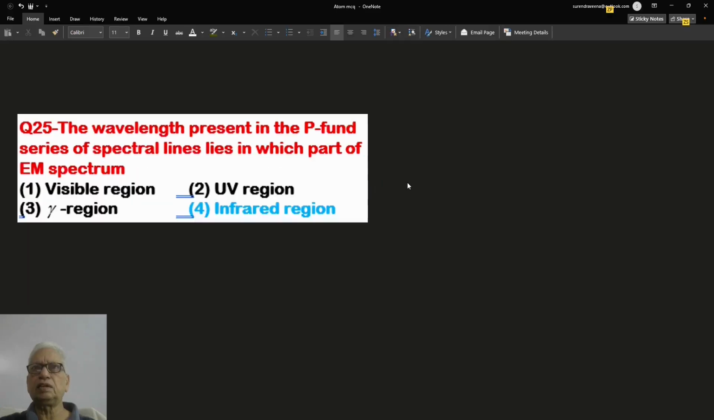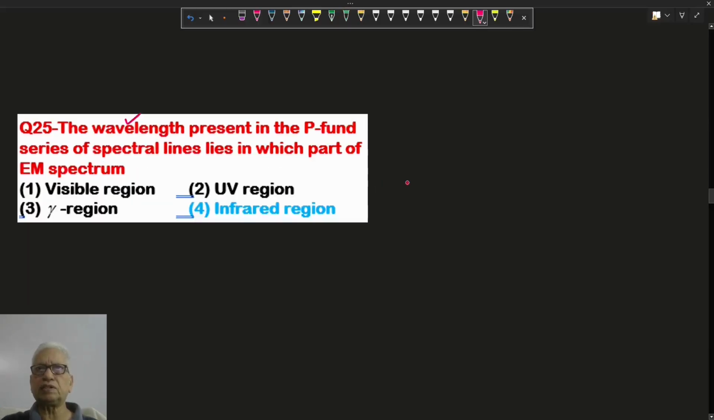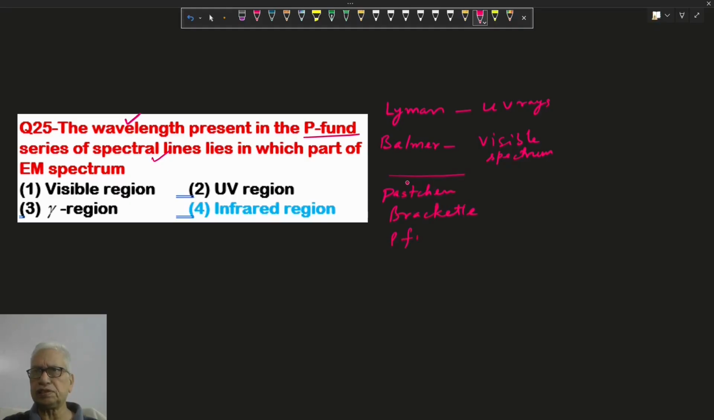Option 1 is correct. Hello, in this question, the wavelength present in the P1 series of spectral lines lies in which part? We have already discussed here that the Lyman series belongs to UV rays and the Balmer series belongs to the visible spectrum only, whereas all the others, the Paschen series, Brackett series, Pfund series and Humphrey series, all belong to infrared radiations. So here P1 belongs to the infrared region. Option 4 is correct. Must learn this, it is a question repeated many times.